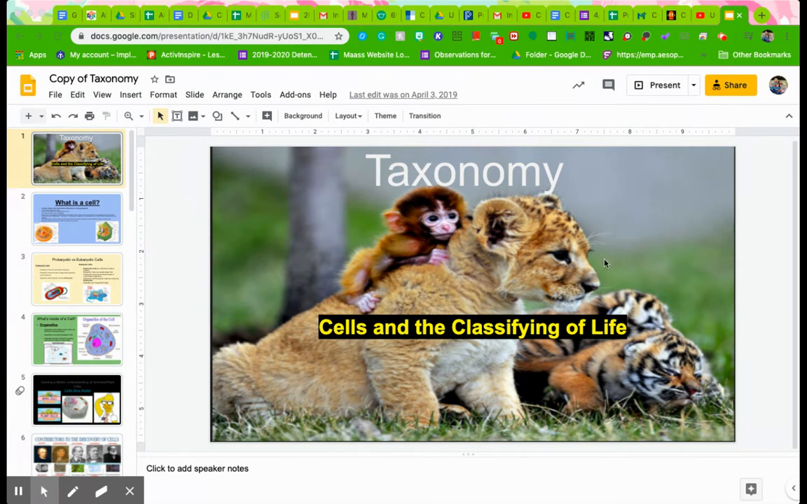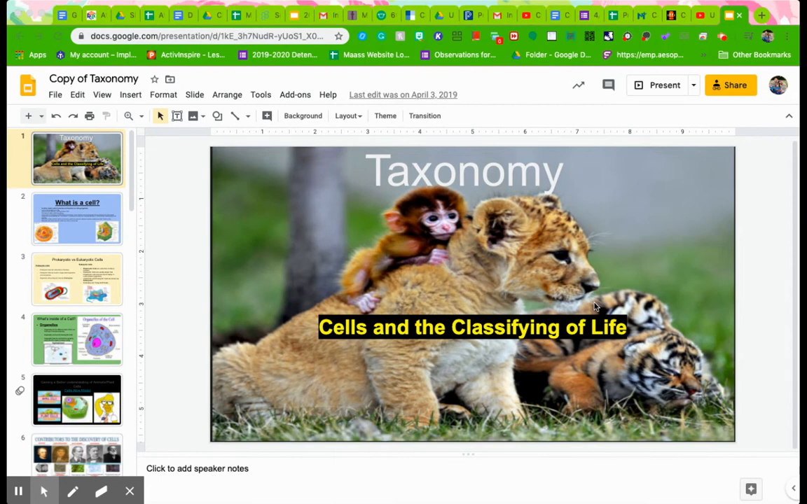So where we're going to start, as you can see here on my screen, is the topic of taxonomy. It's really classifying life into different categories. So if you think about different types of cereals out there, like Fruit Loops, Trix, Kix, Frosted Flakes, Wheaties, Cheerios, you could classify them into sugary cereals, the shape, the color, etc. We're going to classify life similarly, but more sciencey, if you will.